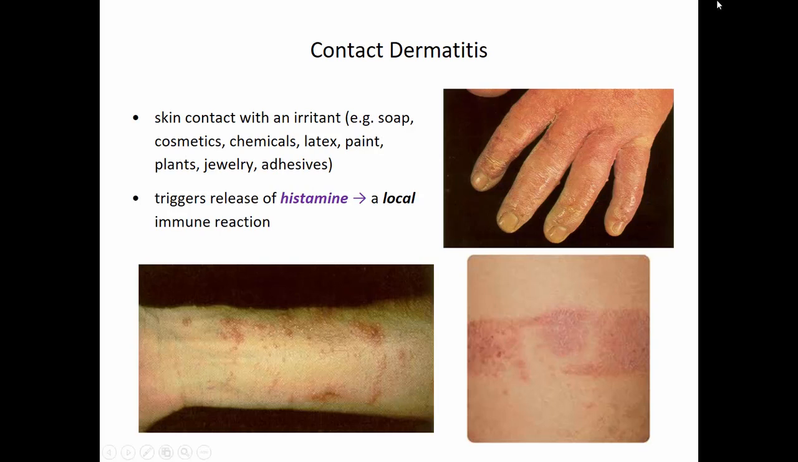So here are some common allergies. This top one here is a reaction to soap. So this is a soap allergy. This bottom right one here is an adhesive to a Band-Aid. Wherever the Band-Aid adhesive was, we can see that reaction in the skin. And this one here is poison ivy, on the bottom left.